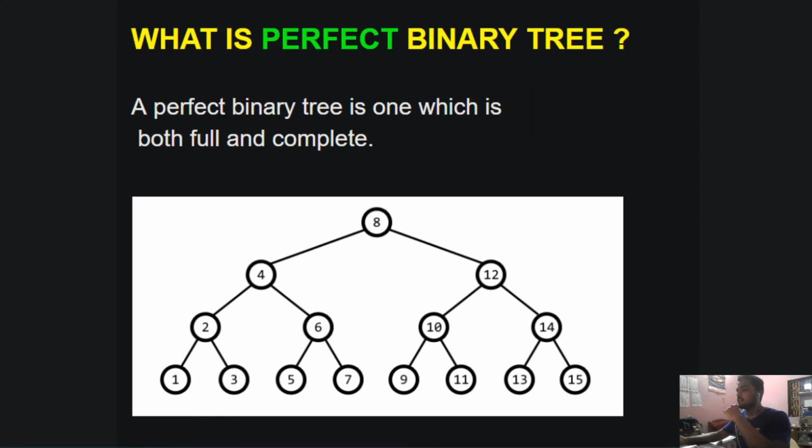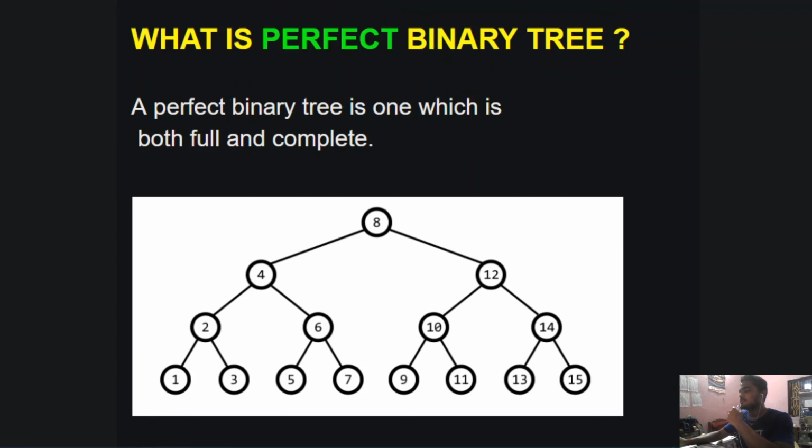And a complete binary tree, as we know, is a tree in which every level is filled with all the nodes, right? So this makes it a perfect binary tree. This is an example of a perfect binary tree. Every node has 2 children, so full is satisfied, and complete, every level is filled, is satisfied, thus making it a perfect binary tree, right?